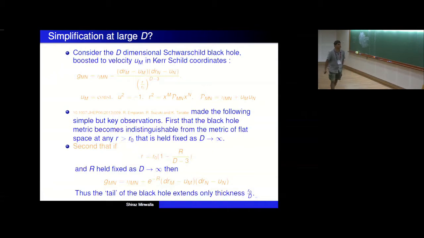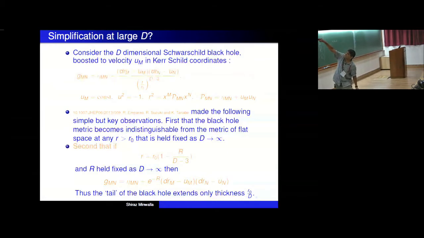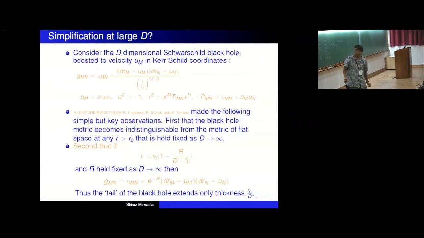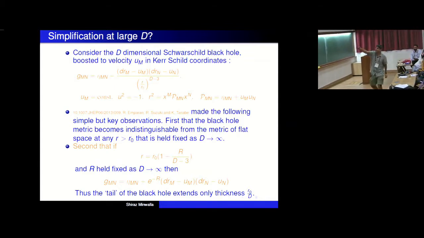Now Emparan, Suzuki, and Tanabe in this paper a few years ago made the following simple but key observations. First, they observed that in the limit d goes to infinity, if r by r_0 is held fixed to any number greater than 1, and you take d to infinity, then this number goes to 0, and so this metric reduces just to Minkowski space. Okay, so this tells you that if you stay a fixed ratio of the Schwarzschild radius away from a black hole, and then take d to infinity, you can no longer distinguish the space-time that you're looking at from flat space. This is an obvious statement, but an important one.